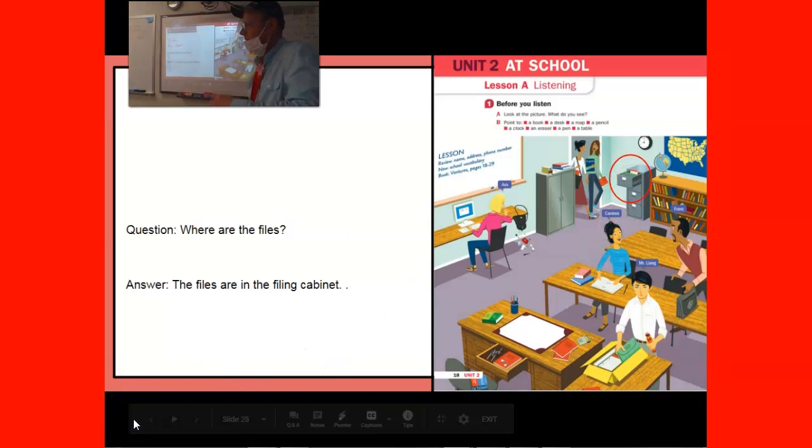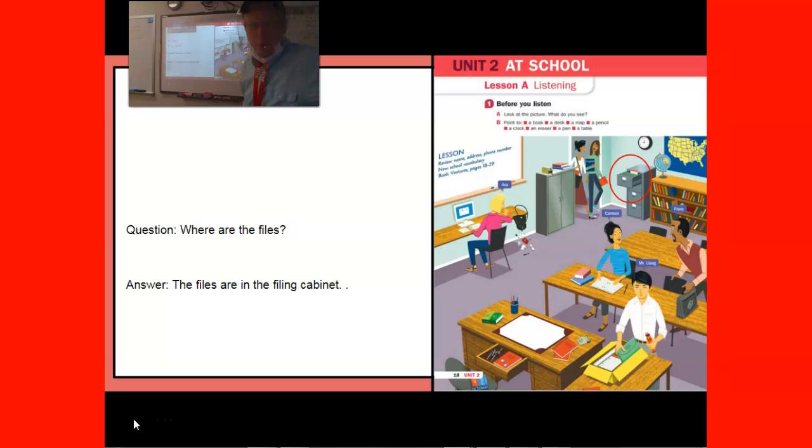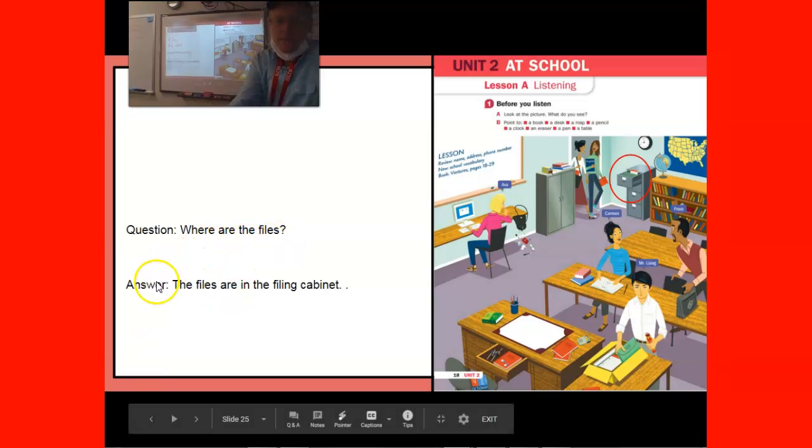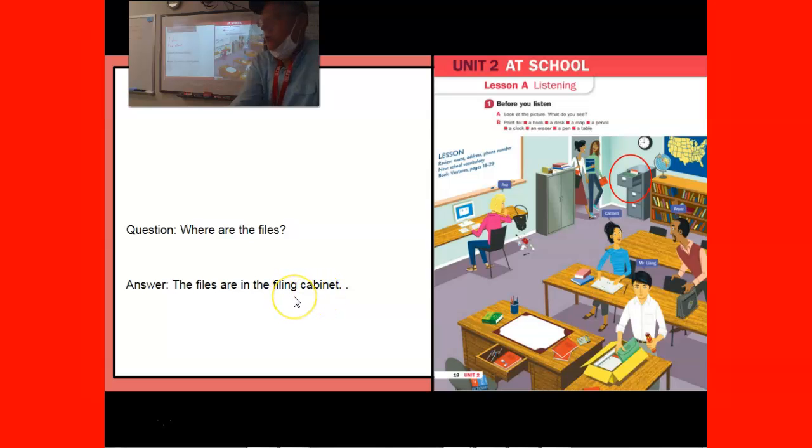Okay, for everybody, I put the answers up here on the board. Where are the files? Where are the files? The files are in the filing cabinet or the file cabinet. So either one works. Again, you can see what's circled here. There's a lot going on in this room.